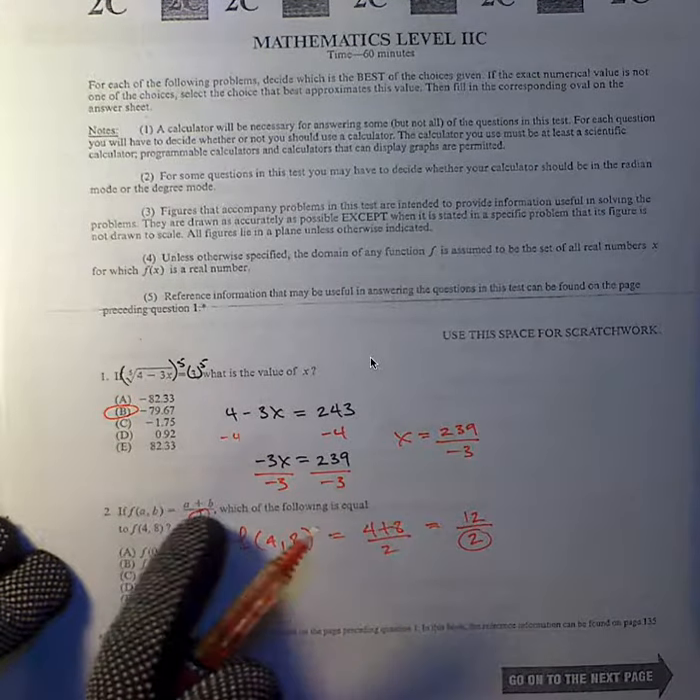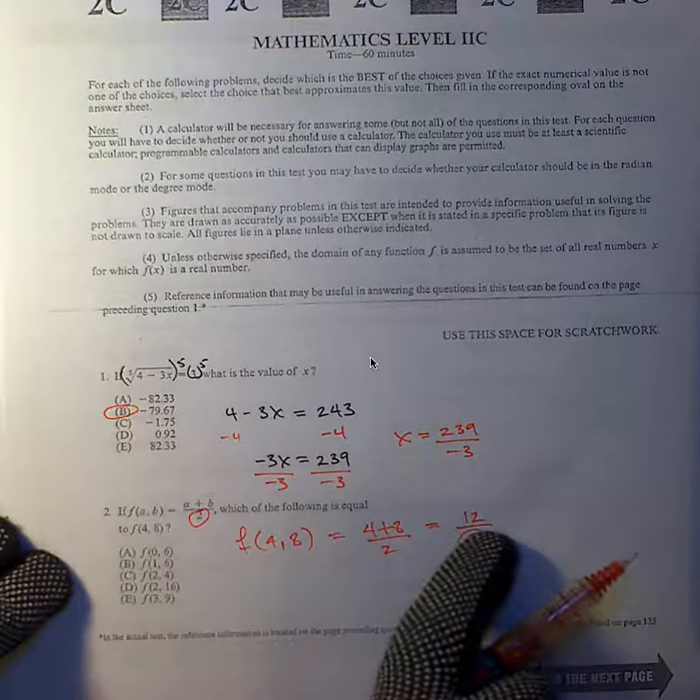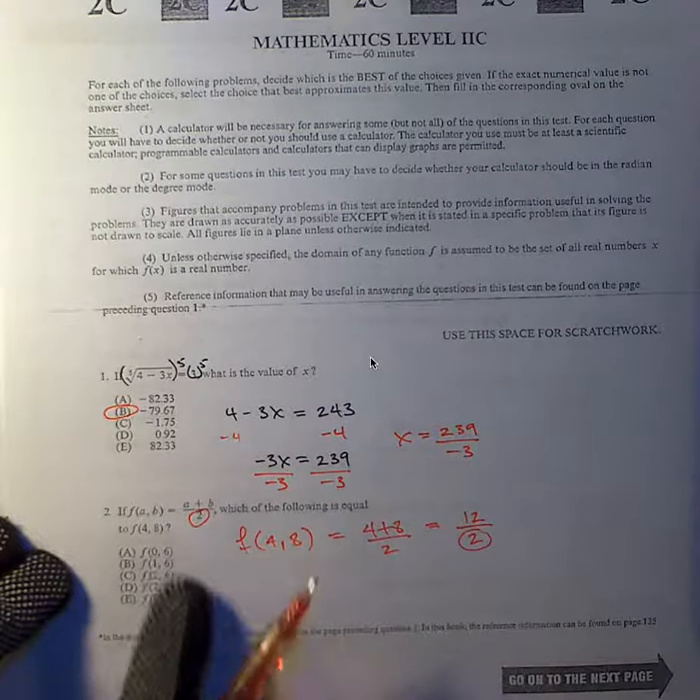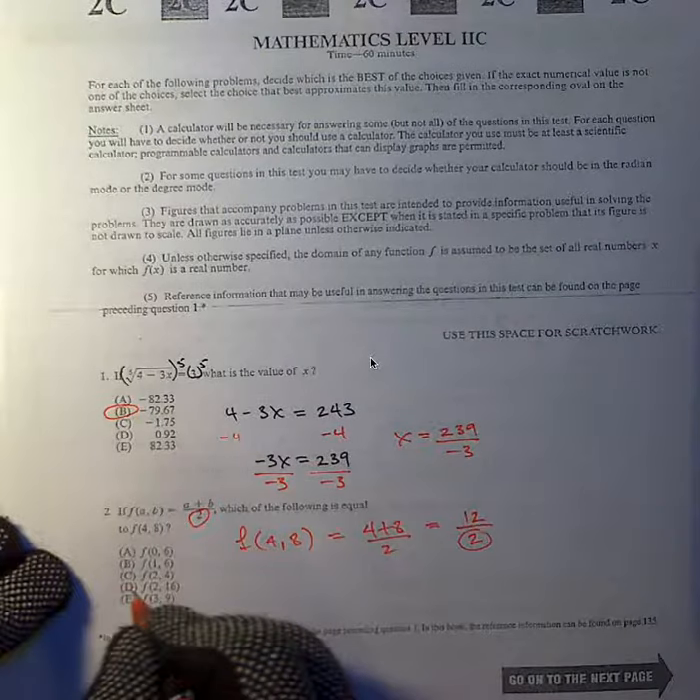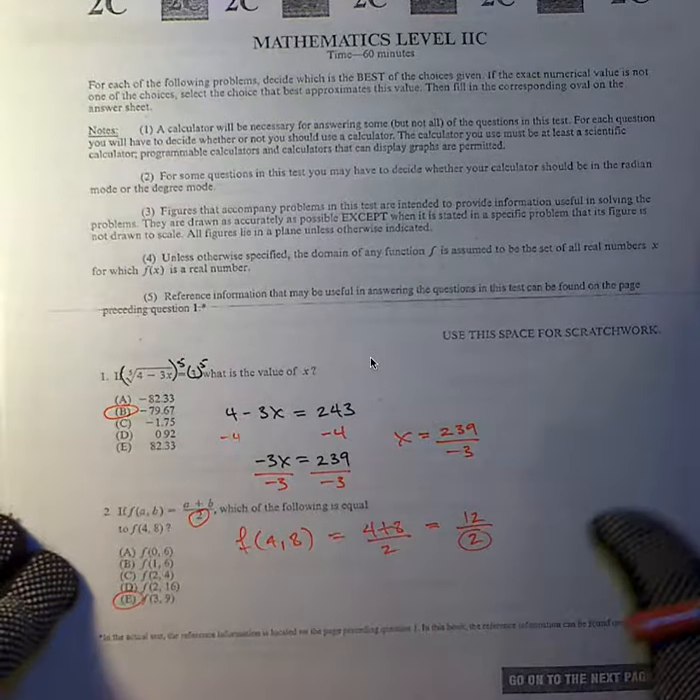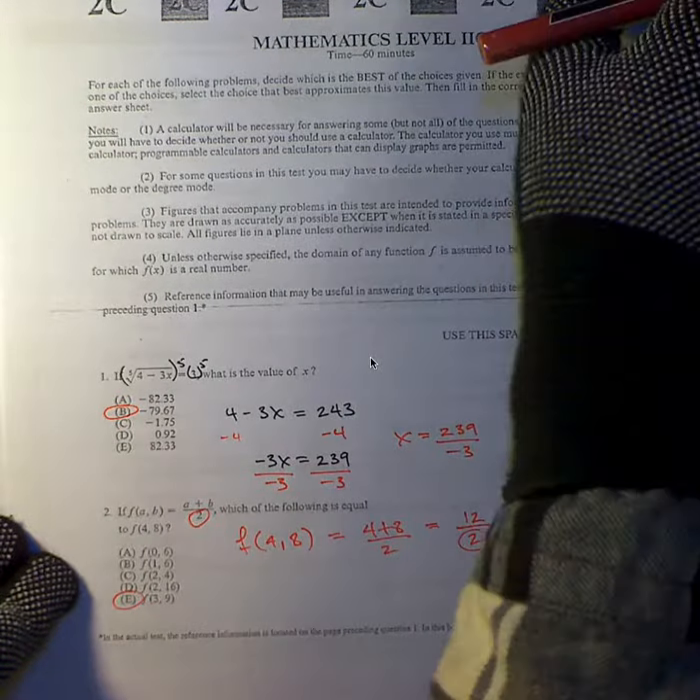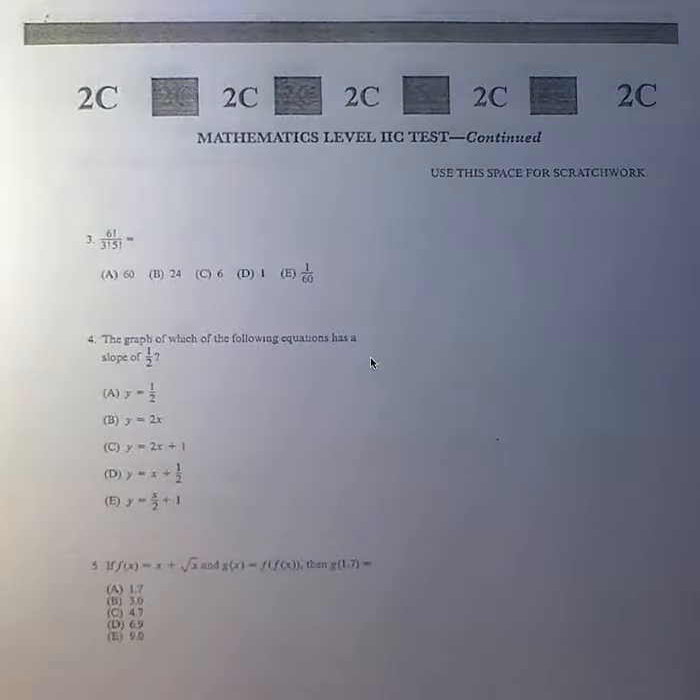And therefore what we have to do is ensure that the sum of a and b is 12. If you look through this list, the only place where the sum of a and b is 12 is E, so there that is. Alright, so that completes problems 1 and 2.